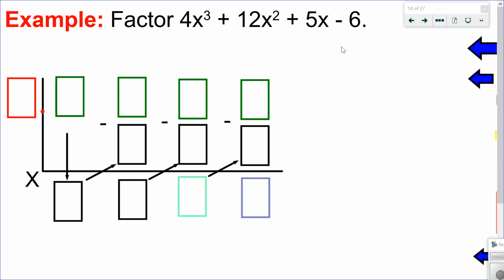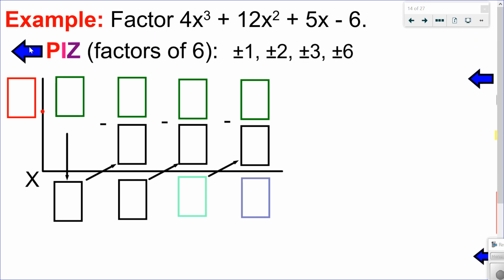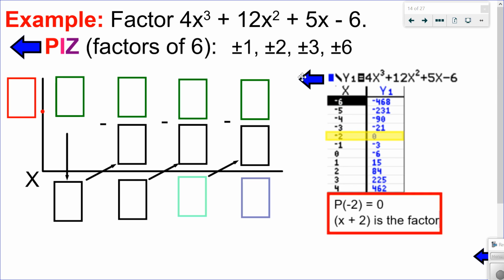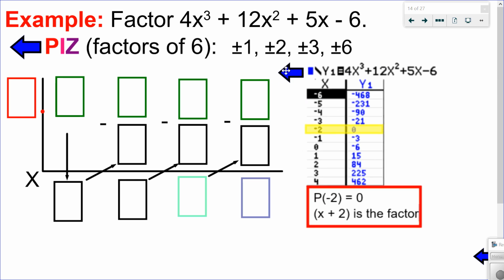Again, I'm going to look at my constant term of 6 and list out my potential integral zeros. The reason I do that is because when I'm looking at the table, I want to know what factors I should be looking for, just to speed the process up. So there it is in my calculator, and in my table, I find that -2 works. So the value of the polynomial at -2 is 0, which means that x plus 2 is the factor.